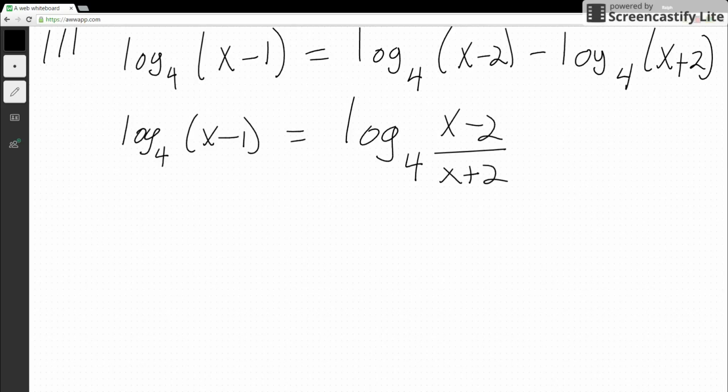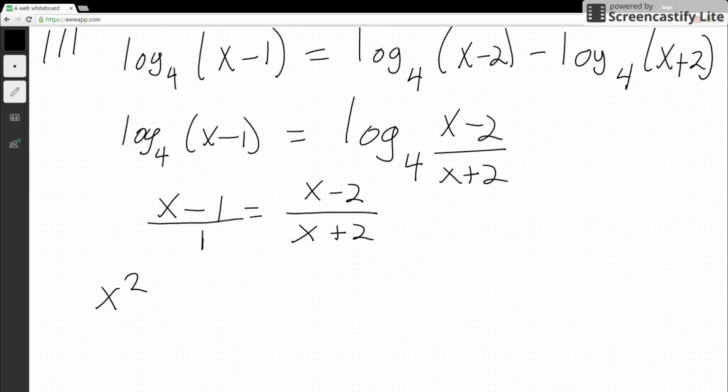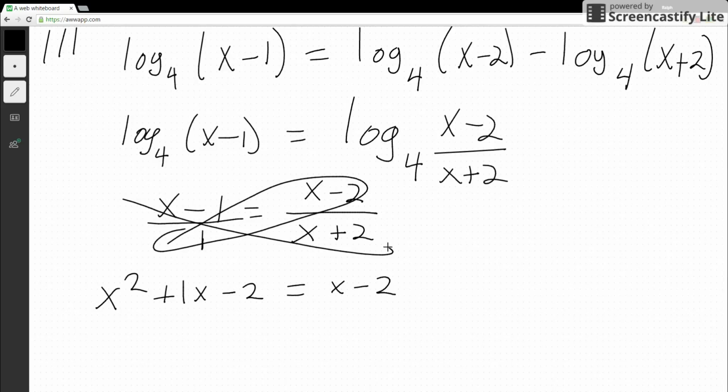And now, because I have the same log on each side, I can set these values equal to each other. From here, I can use cross product, clear the fraction, however you want to think of it. So I multiply these two together. I'm actually going to FOIL those together. So it's going to be x squared, a minus 1 and a positive 2, so that'd be plus 1x minus 2 equals x minus 2. Right? That's if I multiply these ones and these ones.